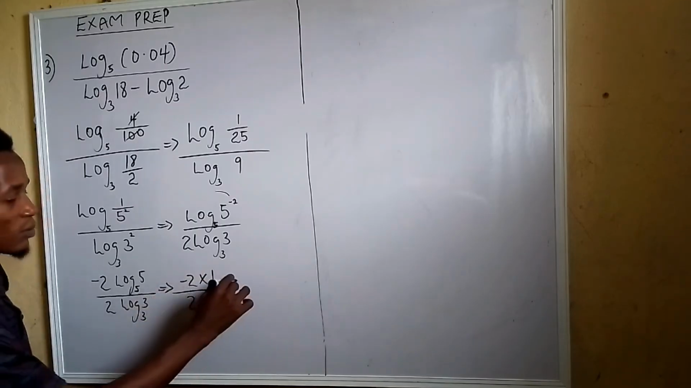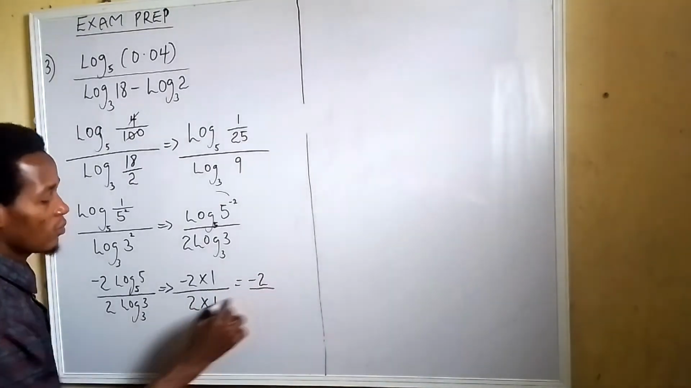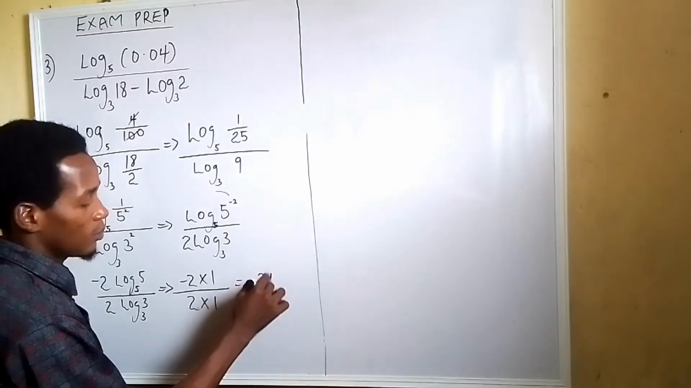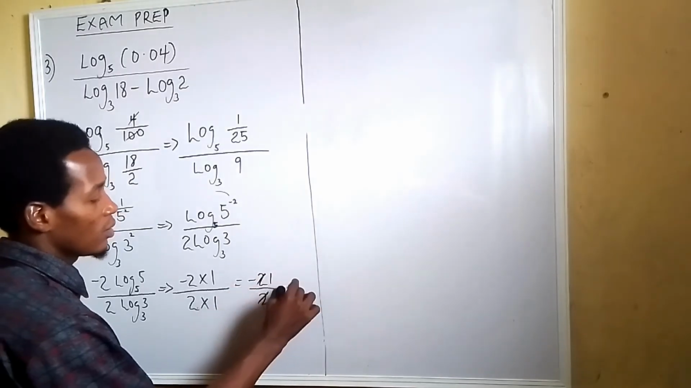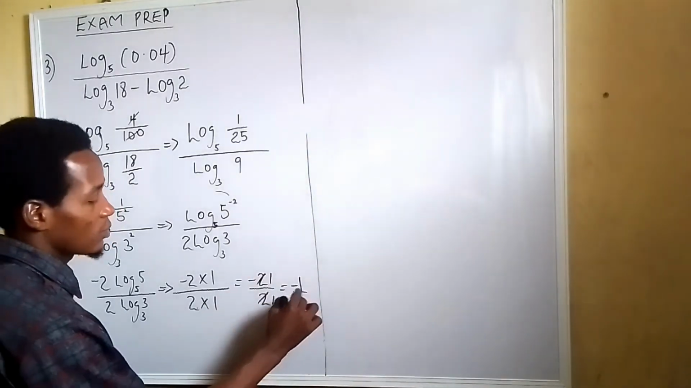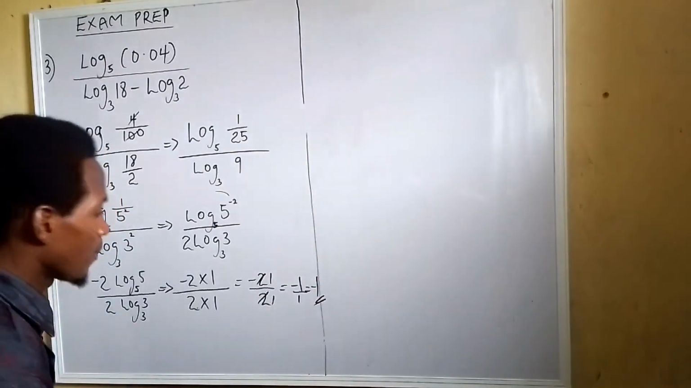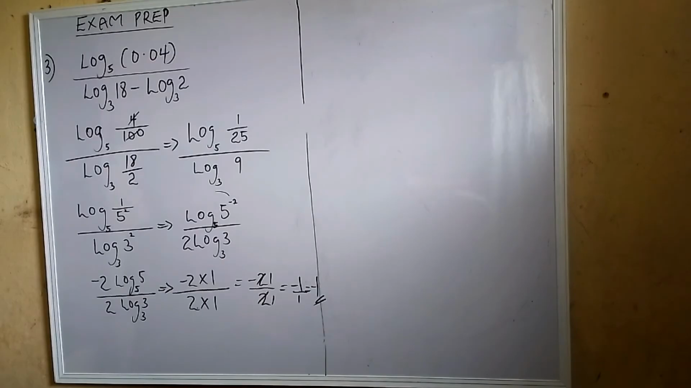That will give us minus 2 times 1 minus 2, all over 2 times 1, which is what? 2. 2 here, 1; 2 here, 1. Our final answer is what? Minus 1 over 1, which is equal to minus 1. Final answer.